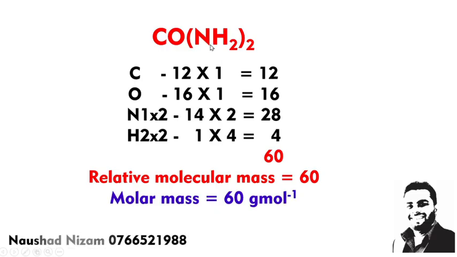So the bracket represents that the 2 belongs to both nitrogen and hydrogen. So there are 2 nitrogen atoms and 4 hydrogen atoms. 2 into 2 you get 4. So this is how you calculate the relative molecular mass of urea and molar mass.